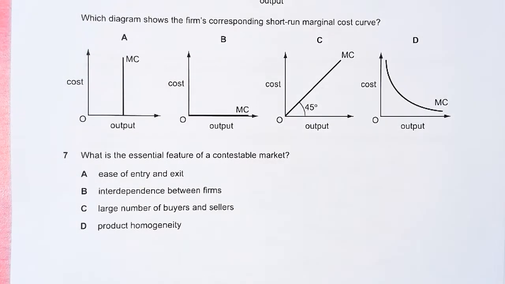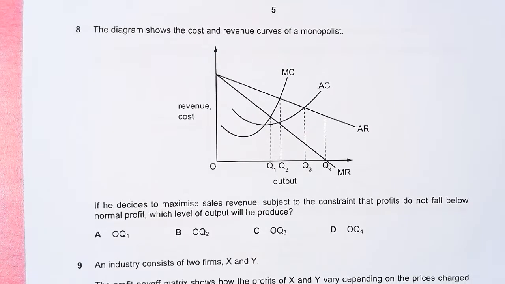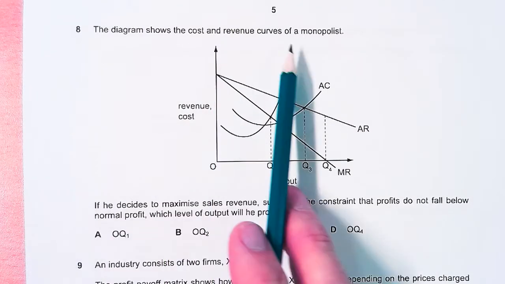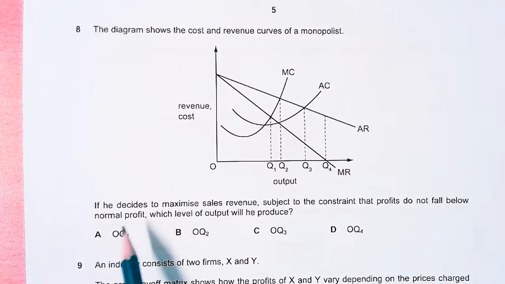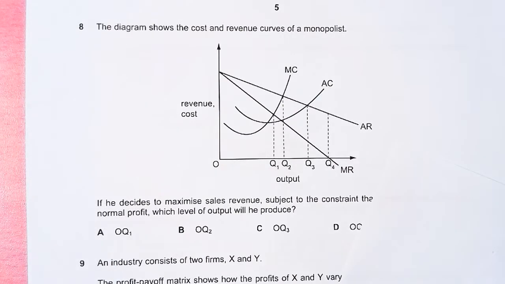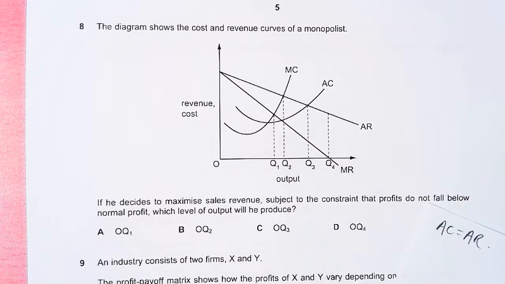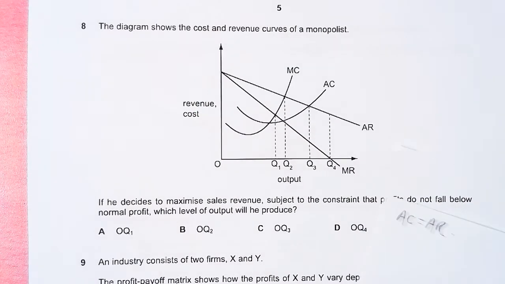Okay, number 8. These sorts of aims of firms diagrams often come up, and they often have a slight twist to them. Let's take a look. This diagram shows the cost and revenue curves of a monopolist. If he decides to maximize sales revenue subject to the constraint that profits do not fall below normal profit, which level of output will he produce? So we've got to remember here that a key principle of normal profit is that average costs equal average revenue. Okay, so do not fall below normal profit. That's really important you take note of that there.